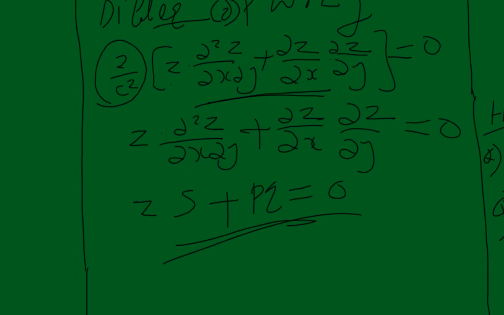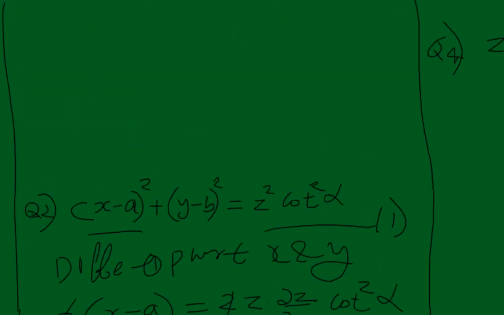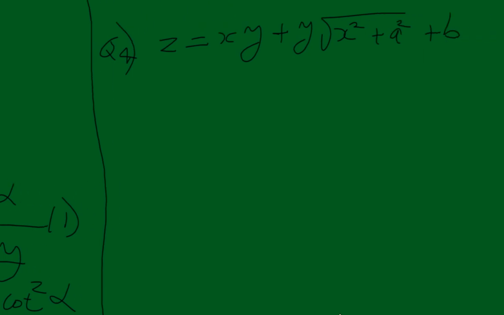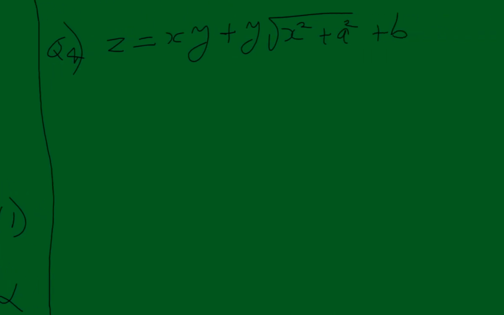So moving on to the last one. This is a very important question, one of my favorites, and very important, asked in university exams. So you should be very careful when you do these problems. Nothing much, just take equation number 1 and differentiate equation number 1 partially with respect to x and y.